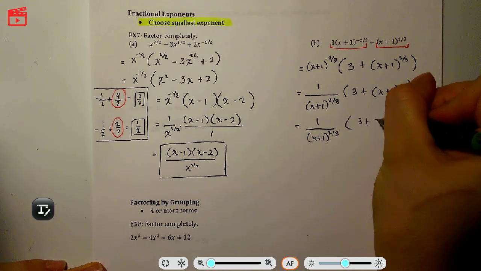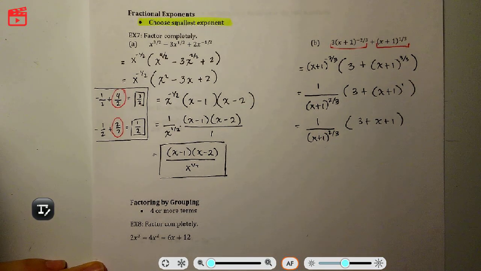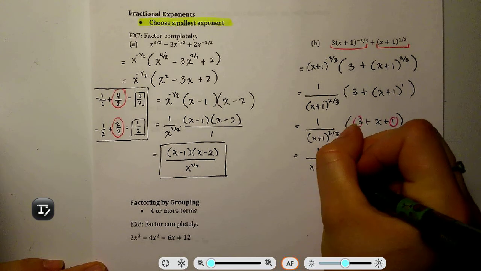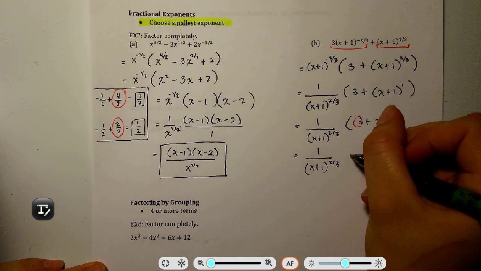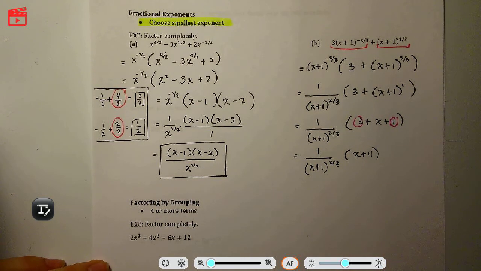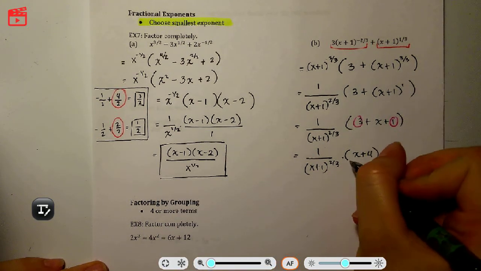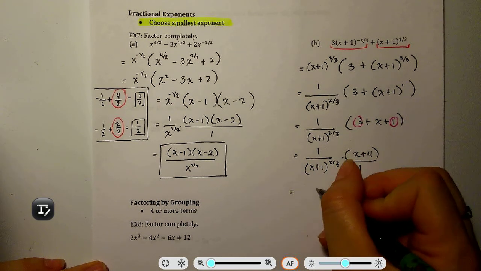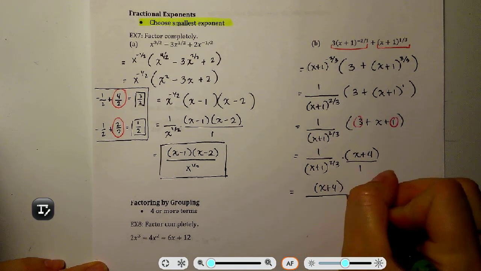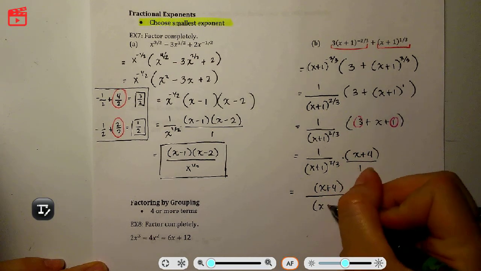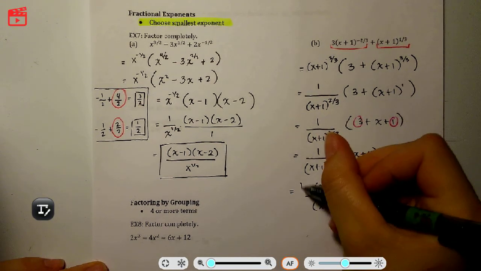It's going to be 3 plus x plus 1. And then we can add the like terms of 3 and 1, and we get a 4. So that's going to be 1 over x plus 1 to the 2/3 times x plus 4. And lastly, just like we did last time, let's combine these into one fraction. So it's going to be 1 times x plus 4, so it's x plus 4, all over x plus 1 to the 2/3 power times 1, which is just going to be itself.